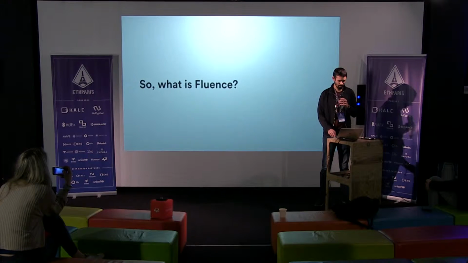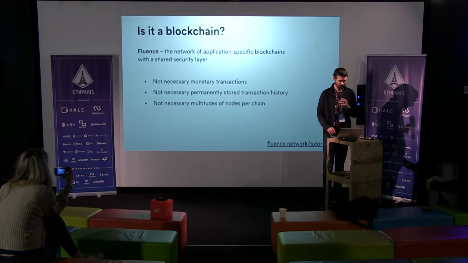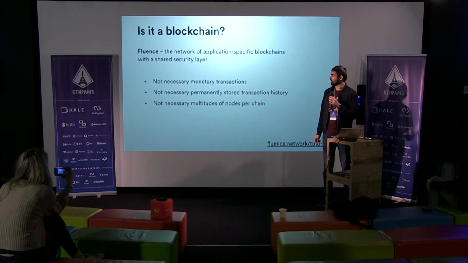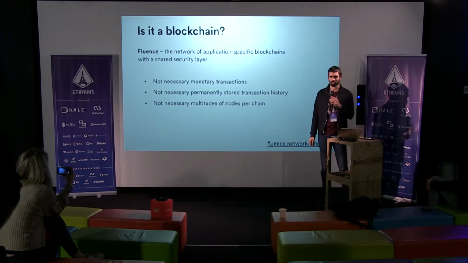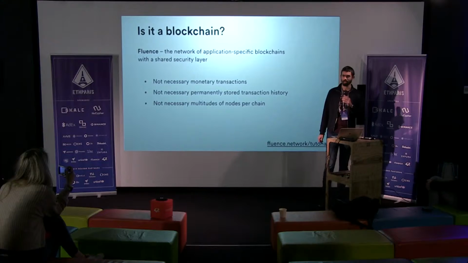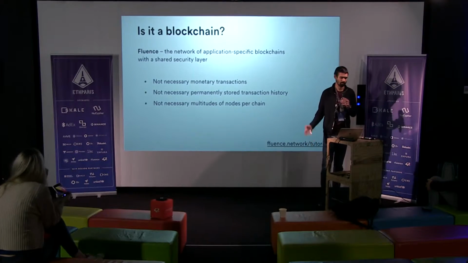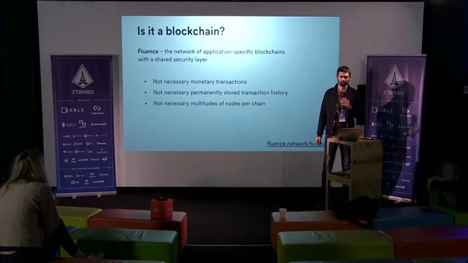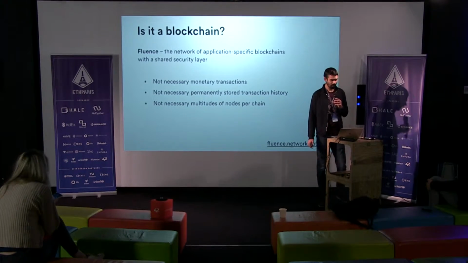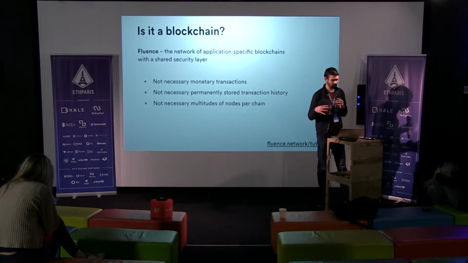So, what is Fluence? Fluence is not a blockchain. Fluence is a network of application-specific blockchains with a shared security layer. While blockchains are usually focused on monetary transactions, on tokens, switching tokens, and so on, usually they store transaction history forever, and they have huge blockchains. Well, for Fluence, all of this is not true.